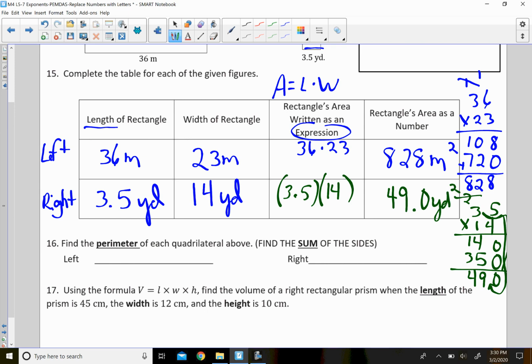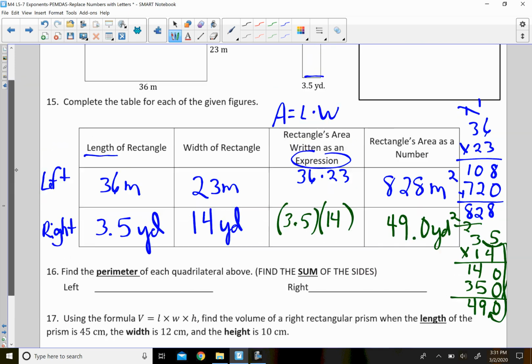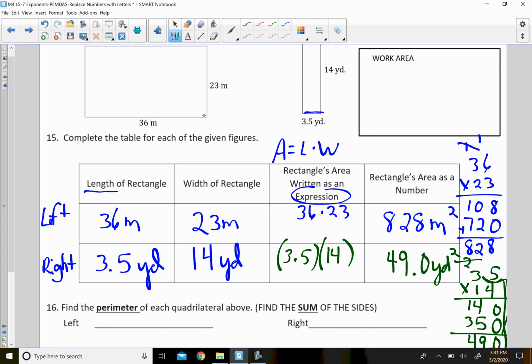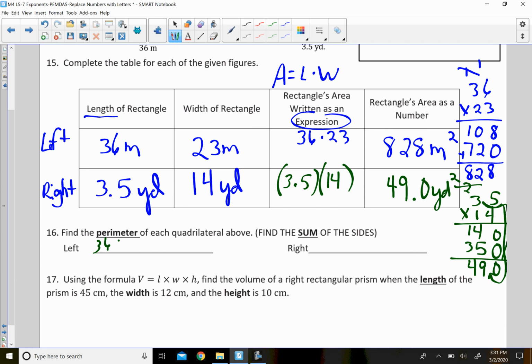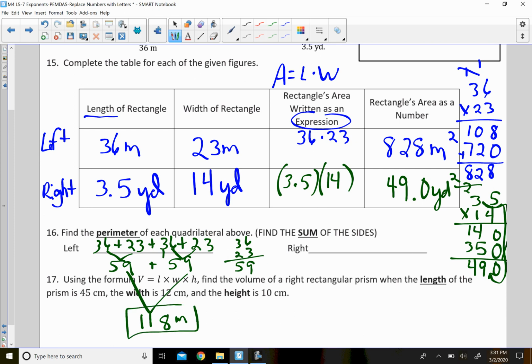All right, the last part in here says find the perimeter of each quadrilateral. So add up all the sides. So for the rectangle on the left, I have to add 36 plus 23 plus 36 plus 23 to add all 4 sides. Now if I'm strategic here, I'm going to add those 2 together. 36 and 23 added together is 59, and this is also 59. So when I add 59 and 59, 9 and 9 is 18. 10 and 1 more is 11. Perimeter is 118 meters.